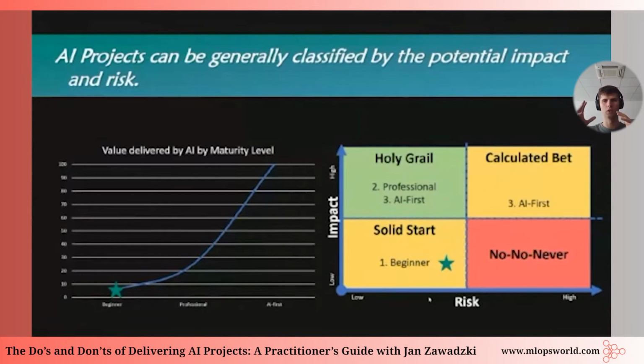I'll show you how to evaluate and scope projects in a minute, but you start with the solid start projects. Then eventually you try to move on to holy grail projects, because you need to create as much impact as quickly as possible. And once you have done those, you will have to find a split between the holy grail and the calculated bet projects.